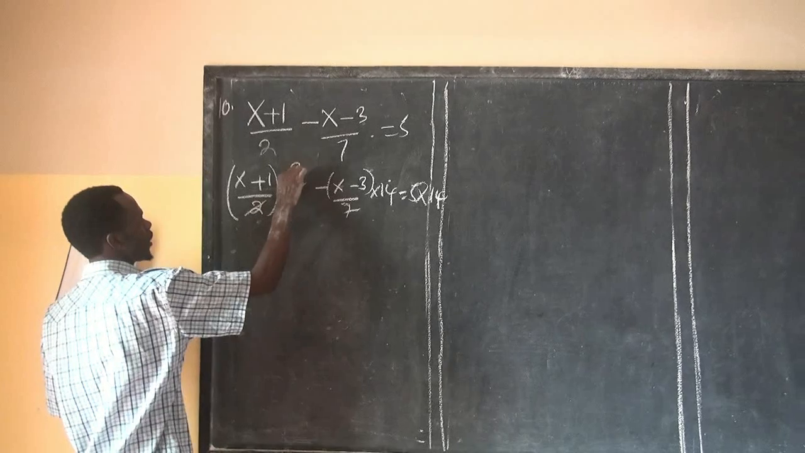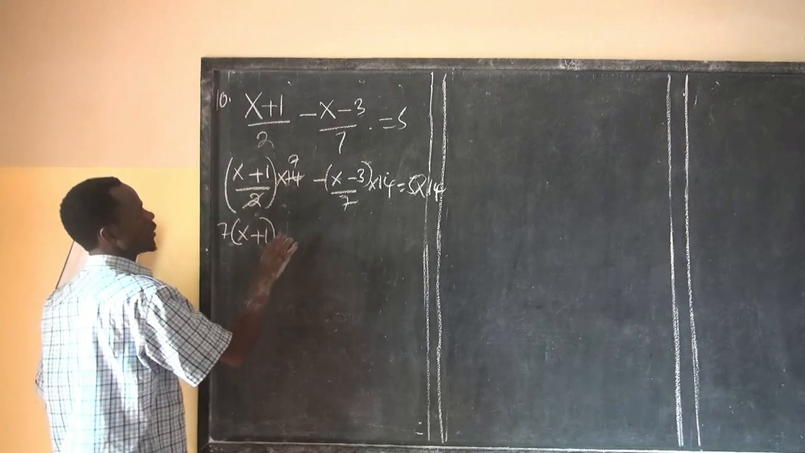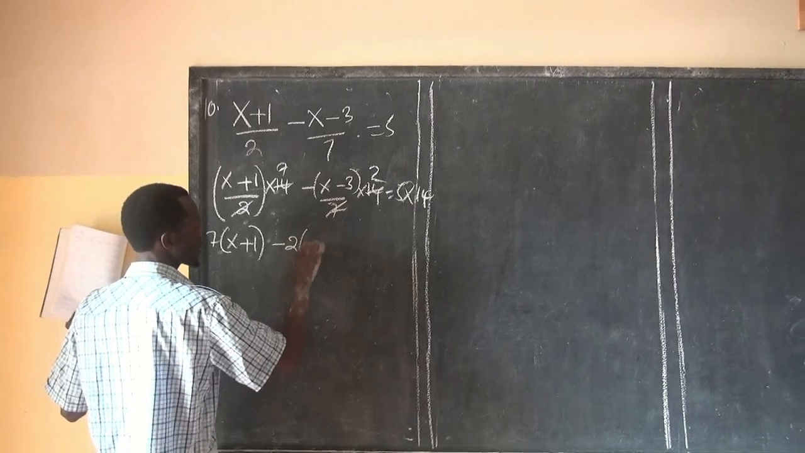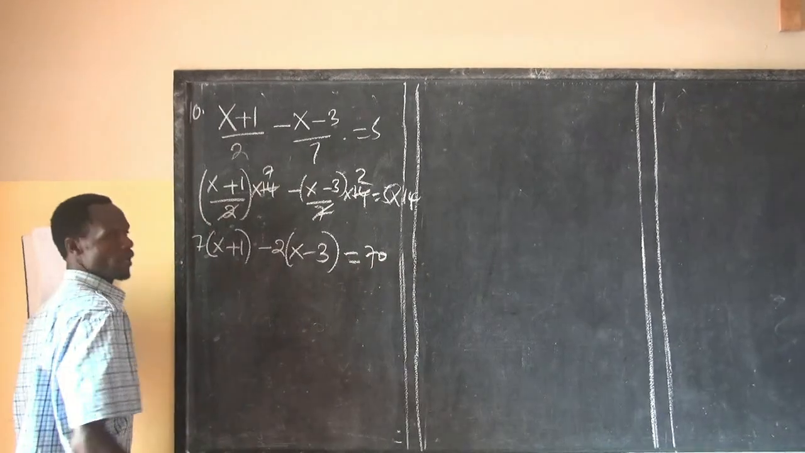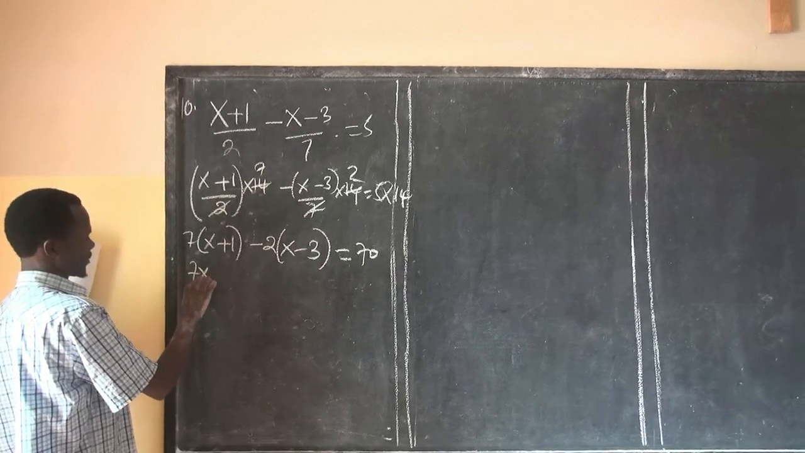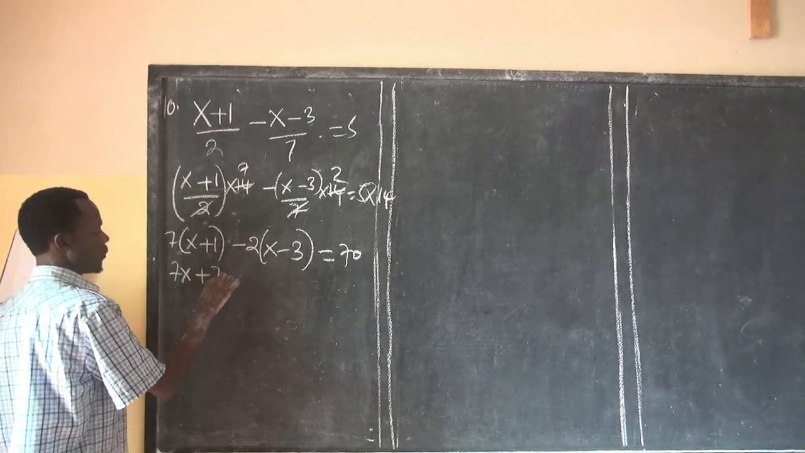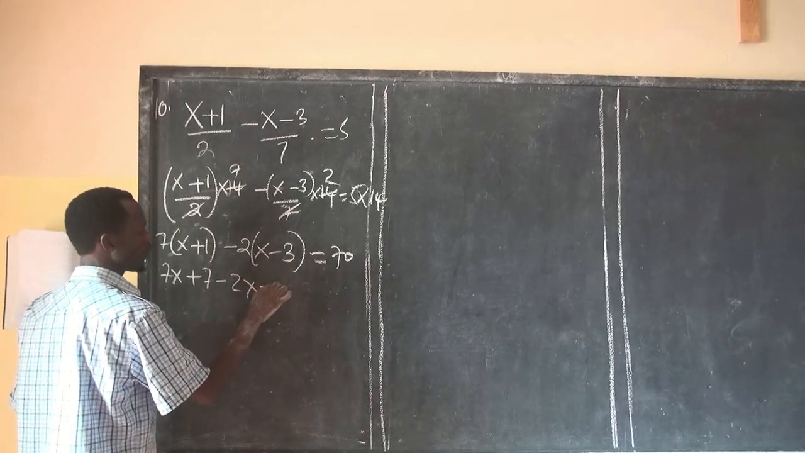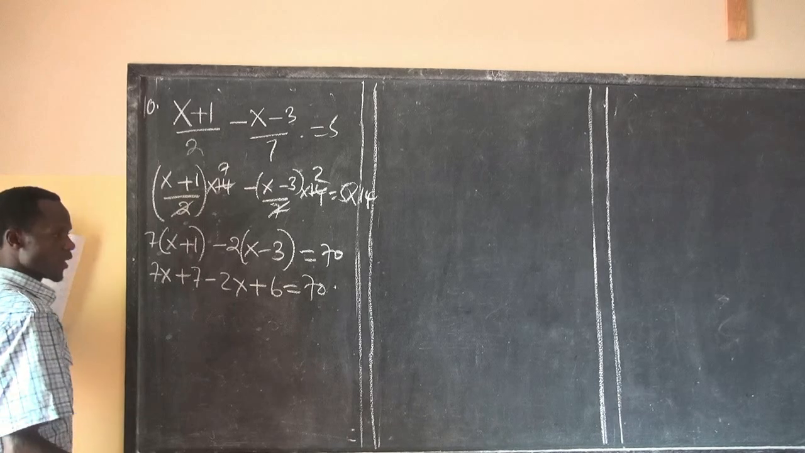Now here it is 7. Now you have 7 in bracket x plus 1. Then minus this one, it is 2. 2 in bracket x minus 3 is equal to 70. Now open the bracket. 7 times x you get 7x plus 7 times 1, 7, minus 2x. Negative 2 times 3 you get positive 6, which is equal now to 70.